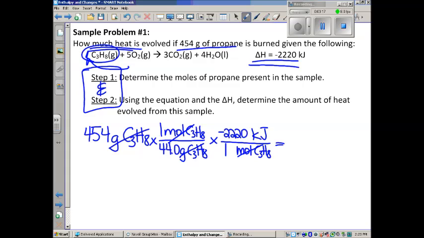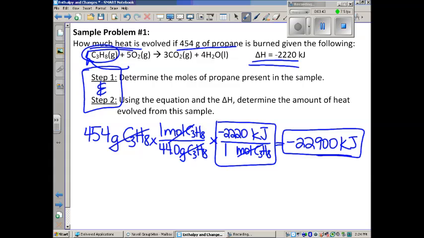Please do not just assume that it's always 1 mole. It's the coefficient from that substance in the problem. So if I multiply this out and then divide and round to 3 sig figs, I'm going to get negative 22,900 kilojoules. So it's stoichiometry, just with a new conversion factor. You get the kilojoule part from here. You get the mole part from the coefficient for whichever substance. So if I had used O2 in this problem, I would have had a 5 there. If I had used CO2, I would have had a 3. If I had used H2O, it would have been a 4. So it's all dependent on that coefficient.